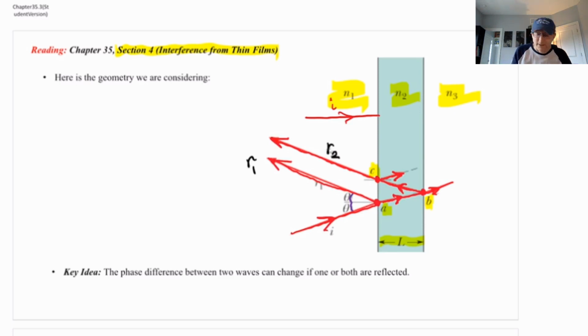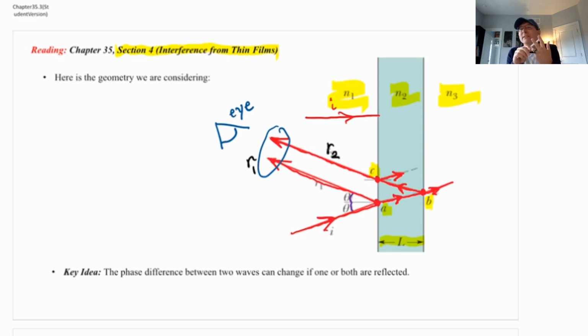And here's what we're interested in. If we, as an observer, are located here, that represents your eye, then you will see these rays coming at you. And when those rays combine, what will be the phase difference between them? How can you get a phase difference between those two rays, and what will that phase difference be? Because knowing what that phase difference is, you can determine whether you will have fully constructive interference between the two rays, or the two waves, fully destructive, or intermediate.